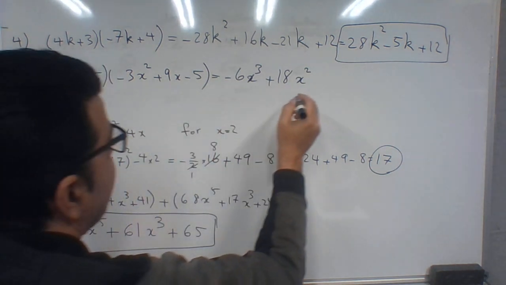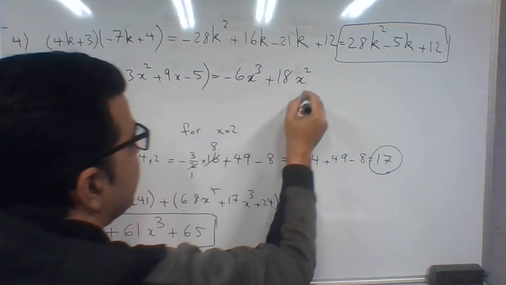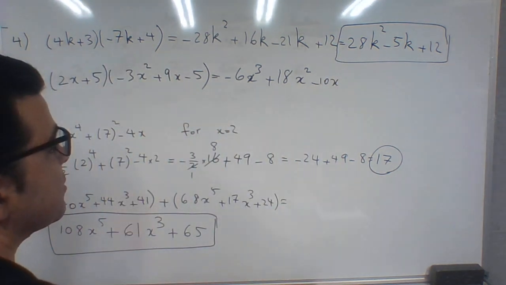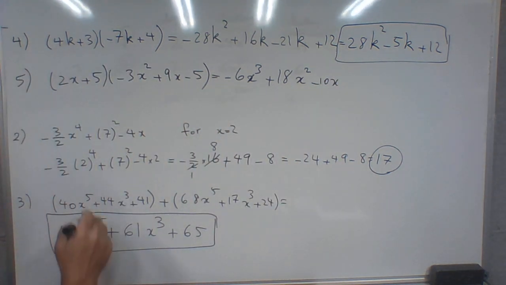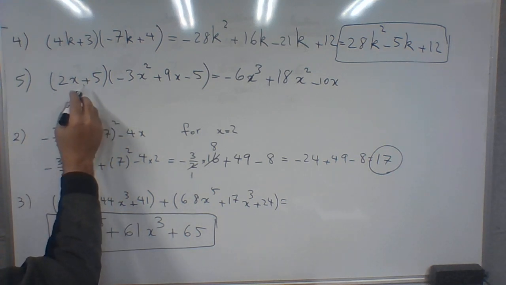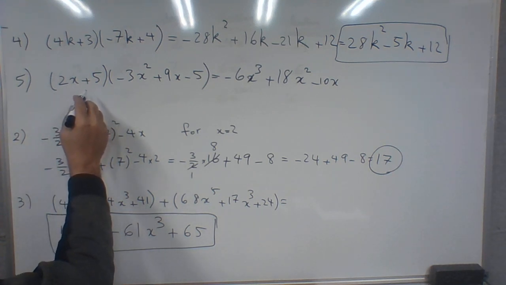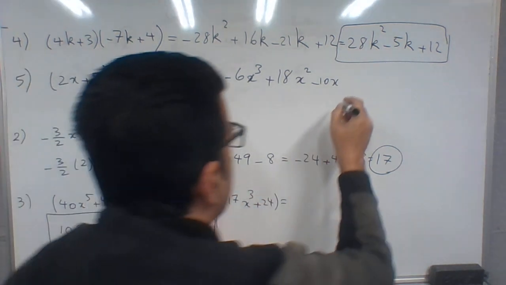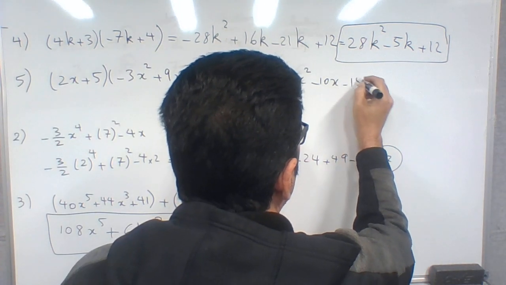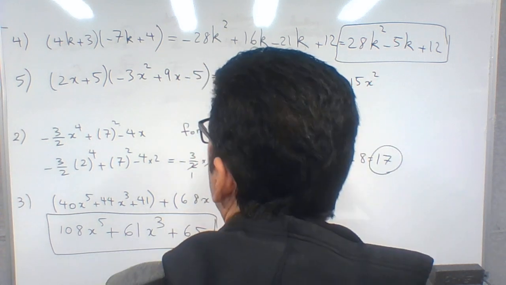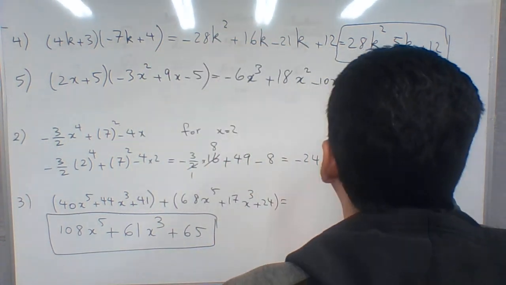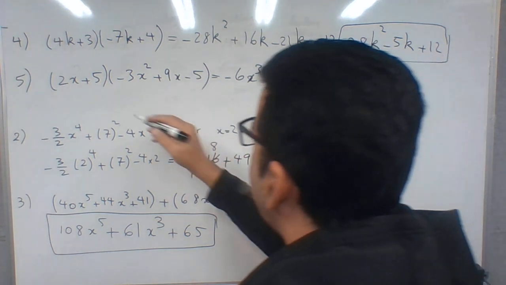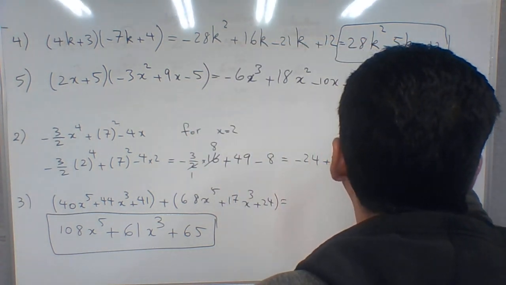2x times negative 5. 2 times negative 5, negative 10. And only 1x. Now we go to the second term in the first parenthesis. So 5 times negative 3x² is minus 15x². 5 times 9x is plus 45x. And then 5 times negative 5, negative 25.